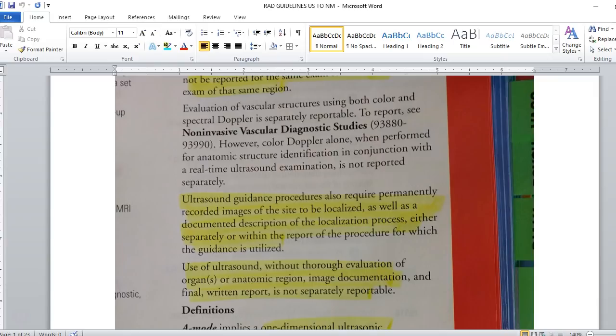Now again, use of ultrasound without thorough evaluation of organs or anatomic regions, image documentation, and final written report is not separately reportable. So a lot of times when mom is in labor, all they're doing is a quick check of the baby's position, and all they're doing is looking, they're not recording that ultrasound image, that is not reportable. Okay, but if we are recording an image for a particular diagnostic reason, we want to make sure that there is a full record and there is a written report afterwards.